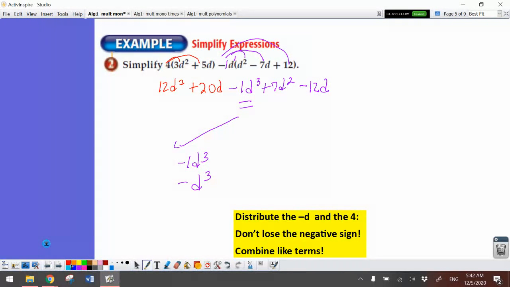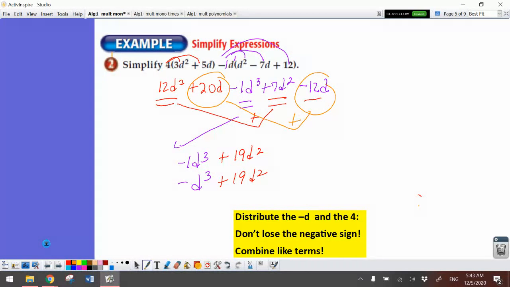And if I look at next like terms and think powers, I have a 12d squared and a positive 7d squared. So 12 plus 7, that's going to give me 19d squared. And last but not least, I have a 20d and a negative 12d. If I add those, I come up with an 8d. So either one of those answers would work. Notice how it is in standard form. The easiest way is to pull them together in standard form like that.